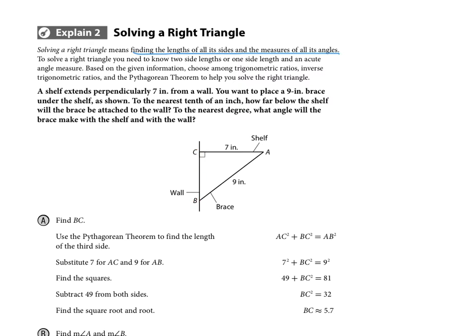So part A is helping us find BC, and that's just Pythagorean theorem. So we have side AC squared plus side BC squared equals side AB squared. And substituting what we know, we have 7 squared plus BC squared equals 9 squared. BC squared then is 32 with some arithmetic, and to take our square root, we want to find it, remember, to the nearest tenth of an inch. It's going to be 5.7.